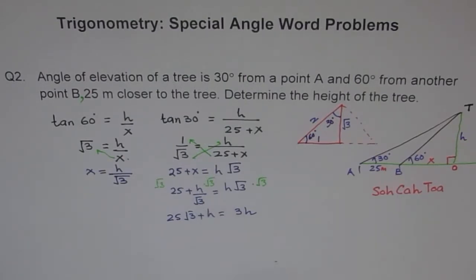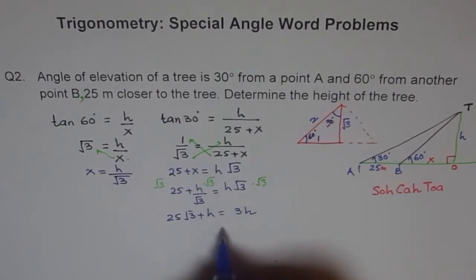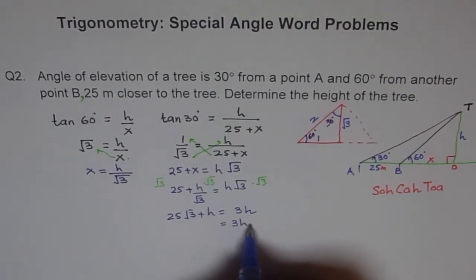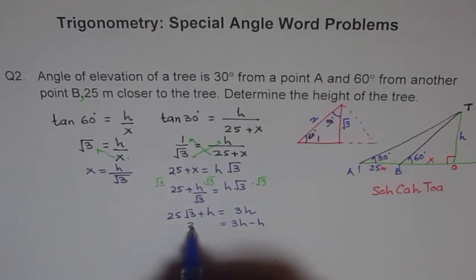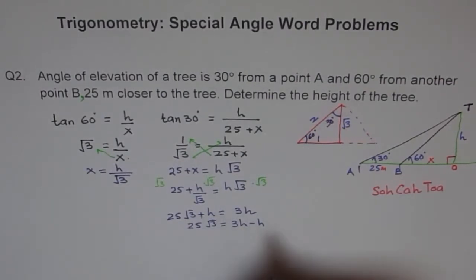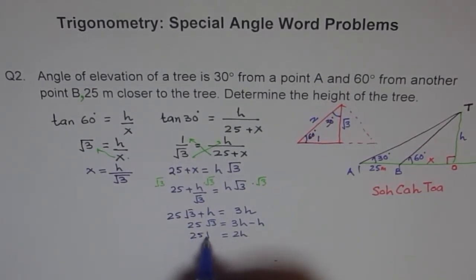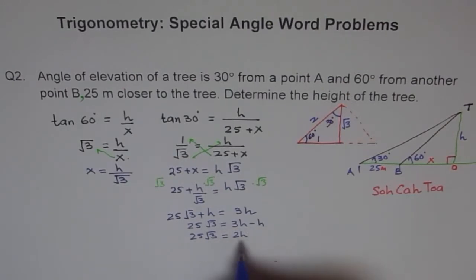Do you see that? Now, I can simplify this. I can take h on this side, so we get 3h minus h, and here we get 25 square root 3, and 3h minus h, you know, is 2h, correct? So this implies that height is equal to 25 square root 3 divided by 2. So we got our height as 25 square root 3 divided by 2.